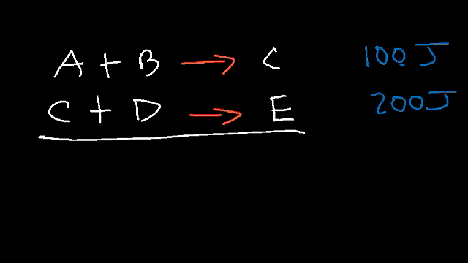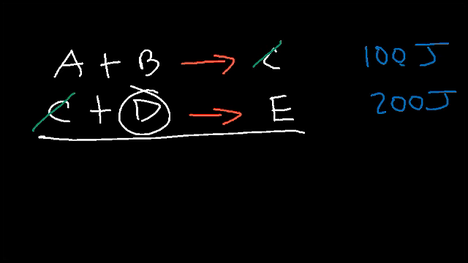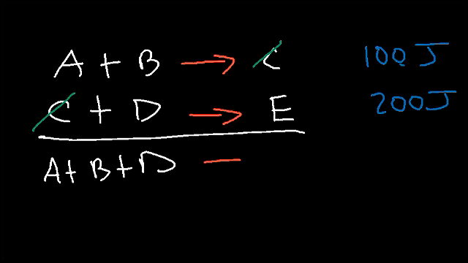Now let's add these two reactions. If we add them, C will cancel because we have one on the right and one on the left. Everything else will simply fall down to the third equation. So A and B are on the left and D is on the left, so they're going to remain on the left side. To the right of the arrow, all we have left over after we cancel C is E.